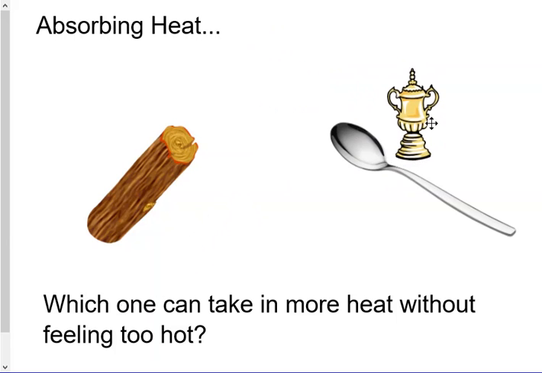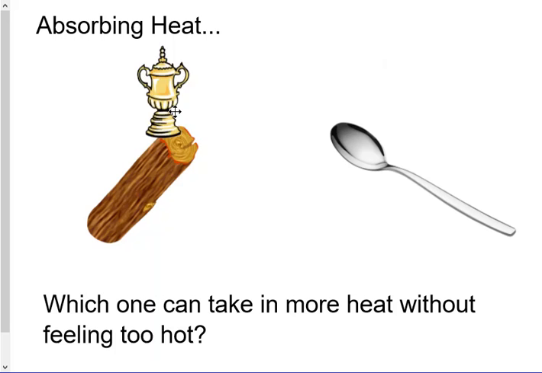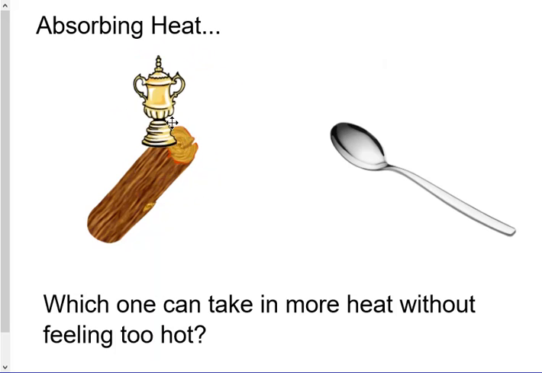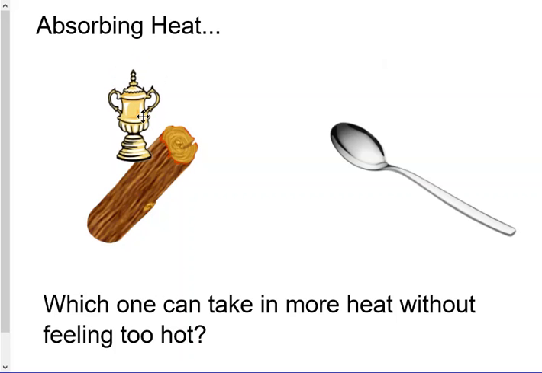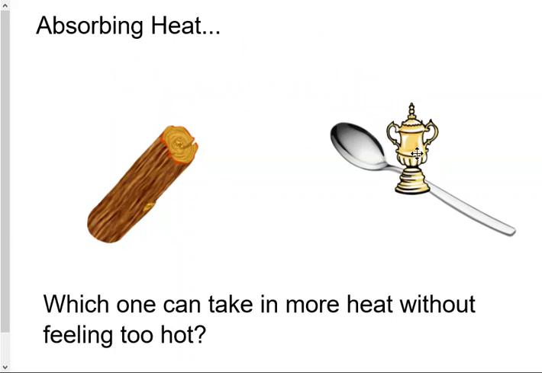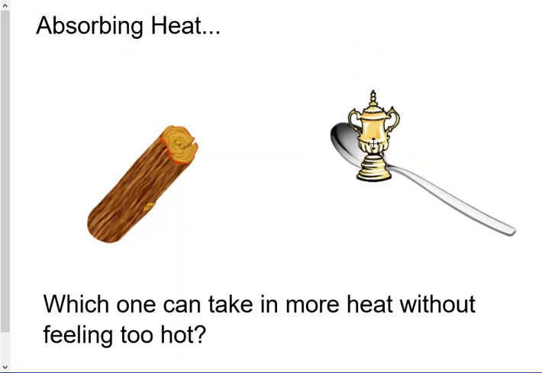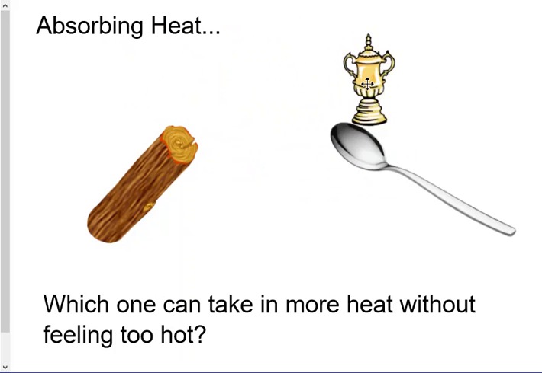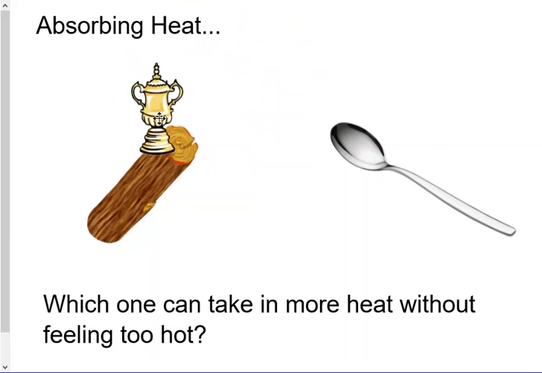So will the spoon be able to take in more heat without feeling too hot, or a piece of wood? So let's say we had a wooden spoon and you were stirring some soup, and a metal spoon. Which one is going to absorb more heat? Well, it's going to be our wood. A wooden spoon would absorb more heat than a metal spoon. So a metal spoon gets hotter faster, but it only takes a little bit of heat to heat it up. So it's not good at absorbing a lot of heat, whereas wood is.